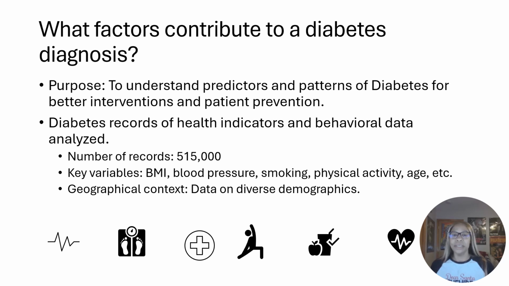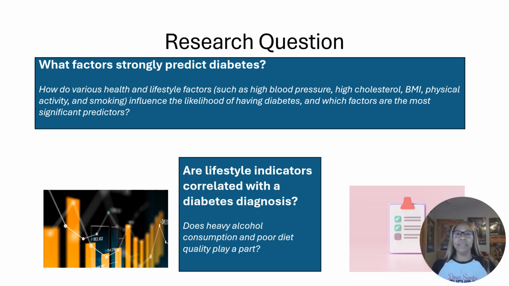The records analyzed were about 515,000 records. The goal was to go through the variables of BMI, high blood pressure, smoking, physical activity, age, things like that. I believe this comprehensive structure enables the analysis between lifestyle choices and health outcomes, particularly for chronic conditions like diabetes. My research question is, what factors strongly predict diabetes? How do various health and lifestyle factors such as high blood pressure, high cholesterol, physical activity influence the likelihood of diabetes, and which factors are most significant predictors?